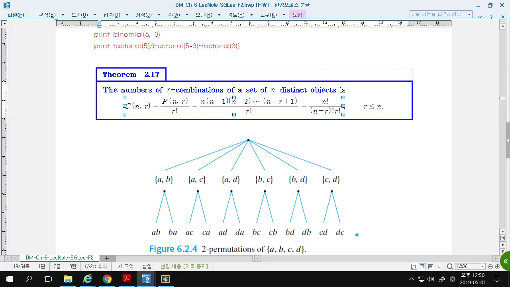N choose R, which is the same as the permutation of n and R divided by R factorial, as you have seen above. And this permutation is the same as n times n minus 1 times up to n minus R plus 1. So this is the same as n choose R, which is this. This shows everything that we have talked about. Okay? This really shows the relationship between permutations and combinations. Okay.